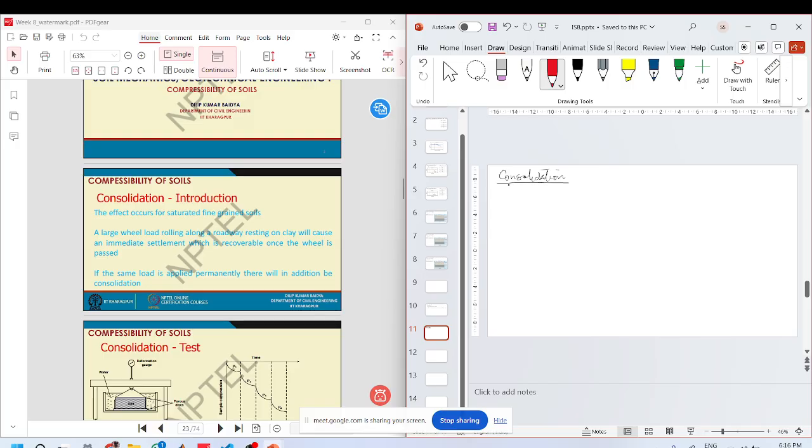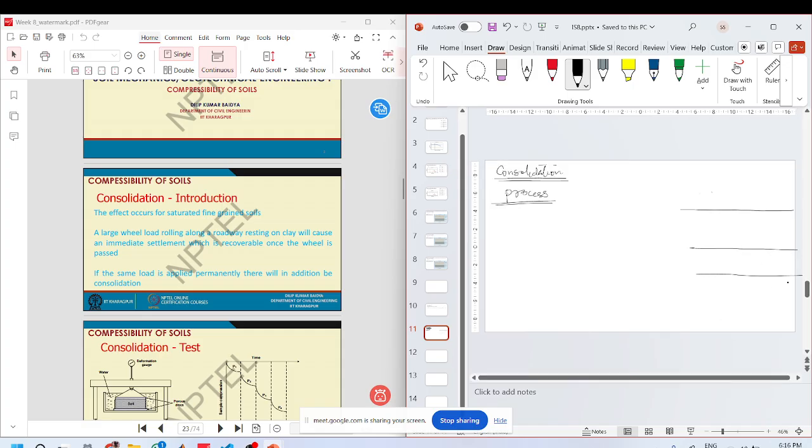Basically, consolidation is a process that the soil is going through all the time. And by all the time, I mean not only until it is completed. Let me say that I have some soil here, and that soil gets deposited in layers. Let's say that I have a clay or fine grained layer below my land.